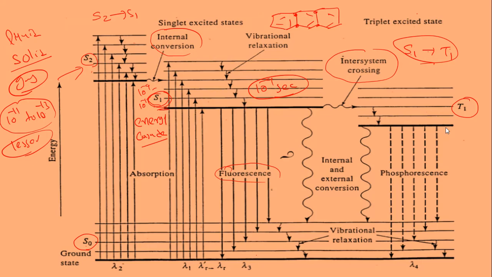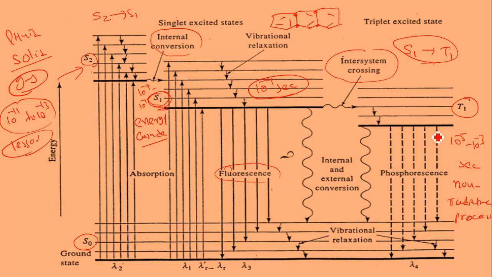The lifetime of this triplet state is nearly about 10 raised to minus 5 to 10 raised to minus 3 seconds. A molecule in the triplet state may return to the S0 state by giving up heat. Now ISC is a non-radiative process. The light emitted in returning from the triplet state is called phosphorescence. It is known as phosphorescence because of the change of multiplicity. In fluorescence there is no change of multiplicity.